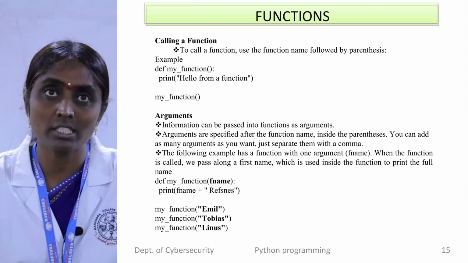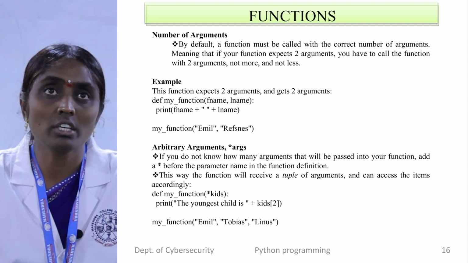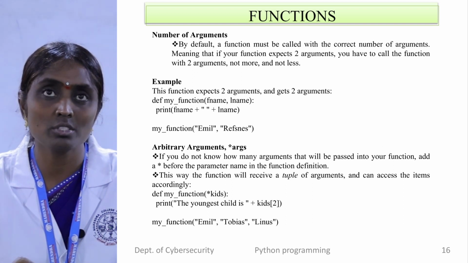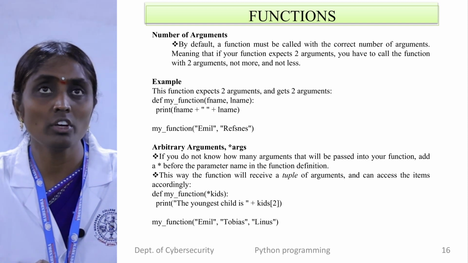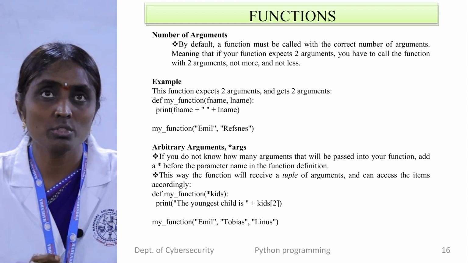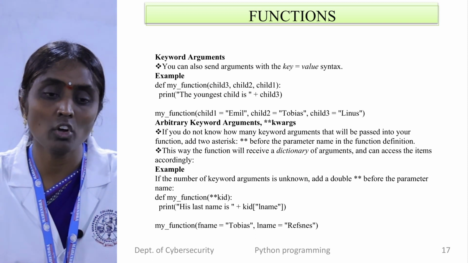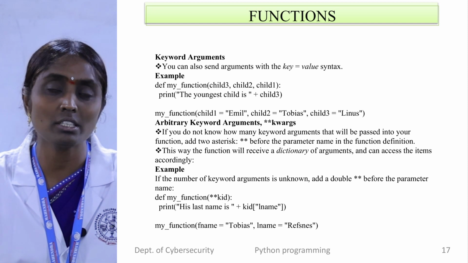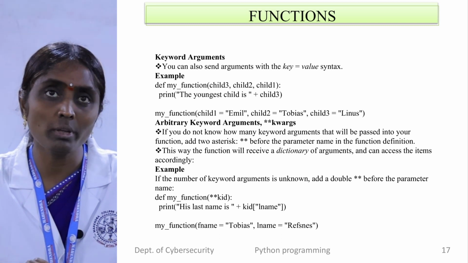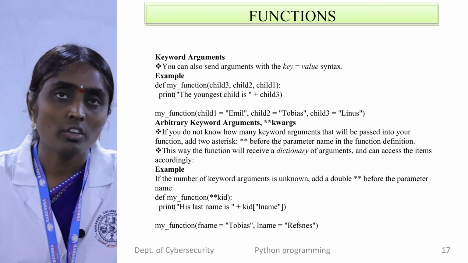Arbitrary arguments means that if you don't know how many arguments are passed into the function, you simply give an asterisk symbol before the arguments. That is the concept of arbitrary arguments. An example is added here, you can check it. Then keyword arguments use the syntax key equal to value, where the key is used for assigning the values. In arbitrary arguments a single asterisk symbol is used, whereas in keyword arguments a double asterisk symbol is used. If you don't know how many keyword arguments are passed into the function, you give the double asterisk symbol before the arguments. An example is added, you can verify and check it.